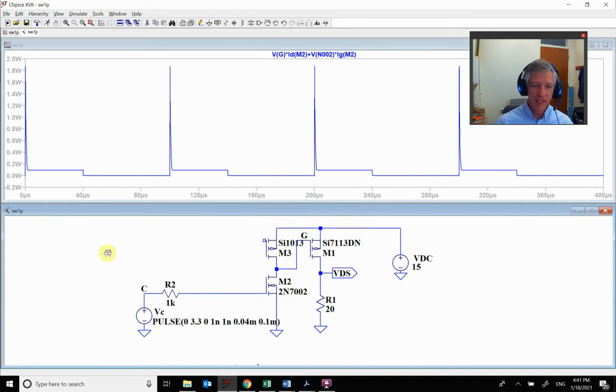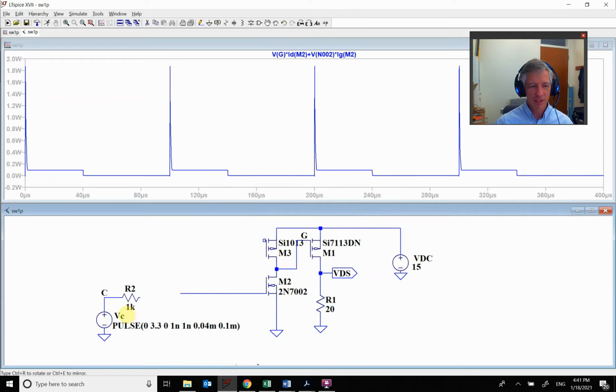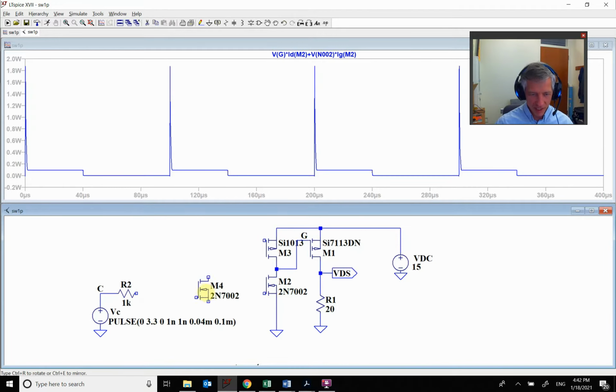So what am I going to need to do? Well, this can't be 0 to 3 volts. We are going to need another level shifter in there. So now we're going to take this, and the goal here is that this one is just shifting up and down.